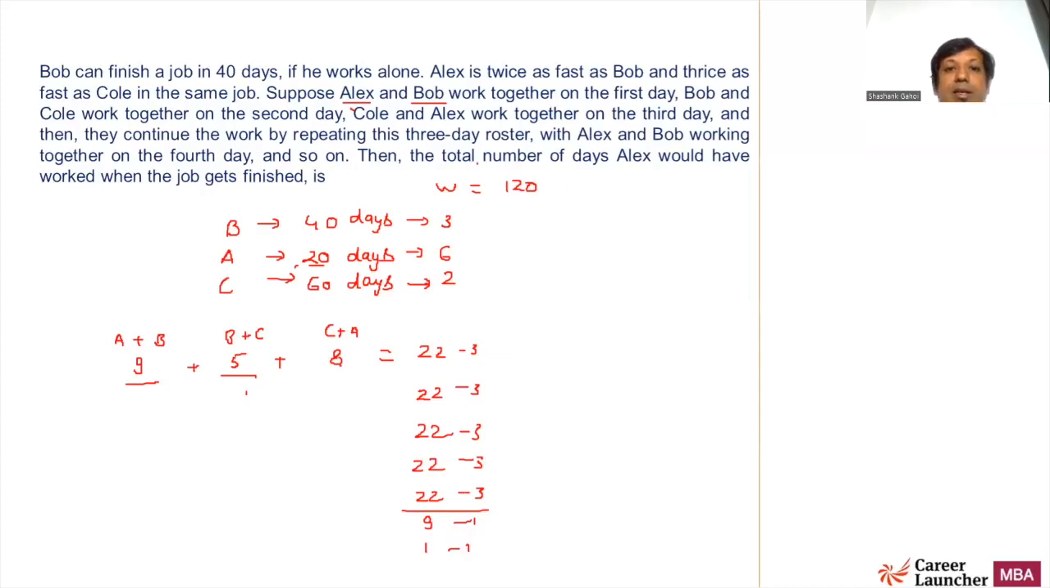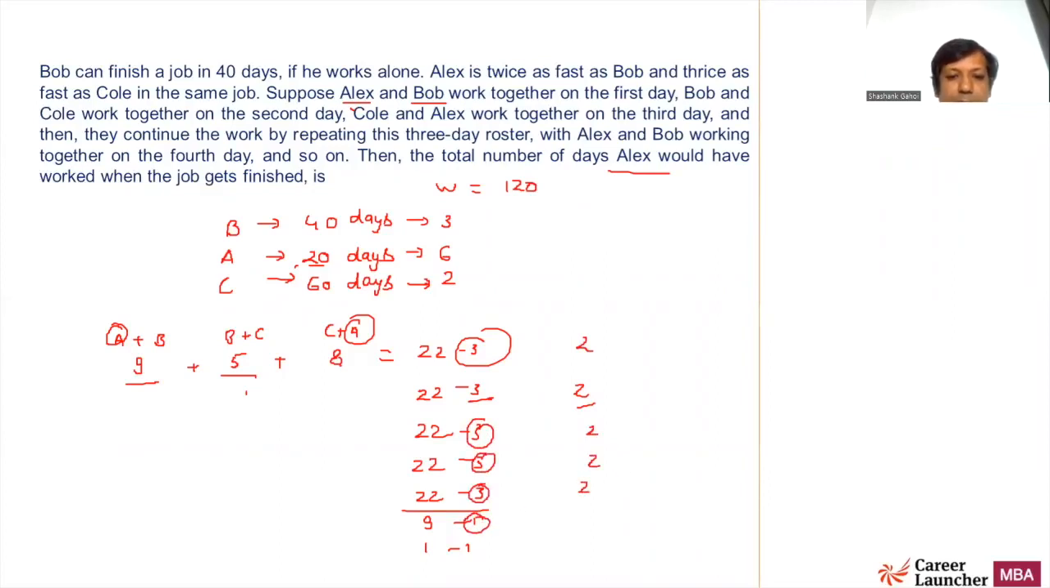Now the question is saying then total number of days Alex would have worked. Okay. So out of 3 days, Alex is working only for 2 days. Again here, out of 3, Alex is working 2 days. Out of 3, Alex is working 2 days. Out of 3, Alex is working 2 days.